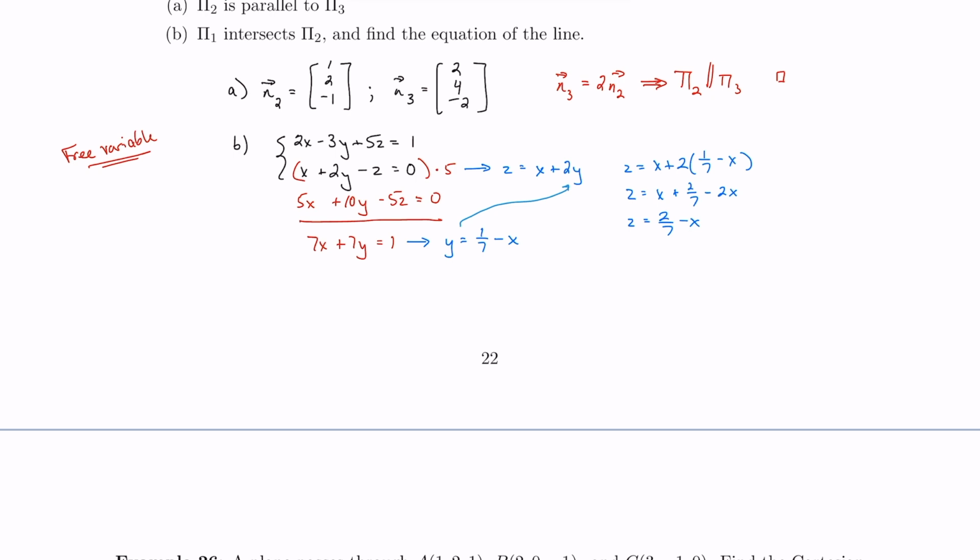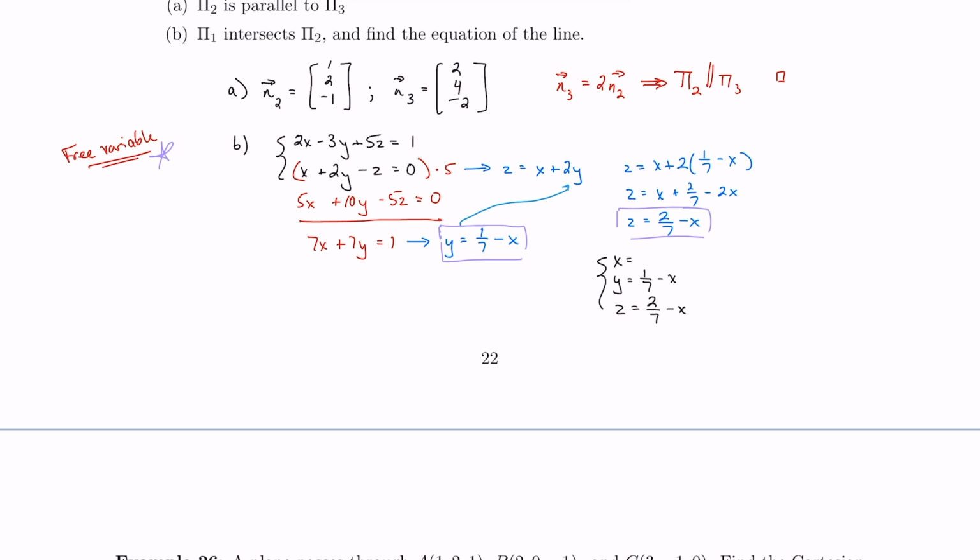And it appears normally that we would be stuck here, right? I've got a rule for y and a rule for z, but I have no way to find x itself, and that's okay, because like I said, I have more variables than I do equations, which means one of these has to be a free variable. So the way that we're going to write this solution is that x is just a free variable, y is 1/7 minus x, and z is 2/7 minus x.